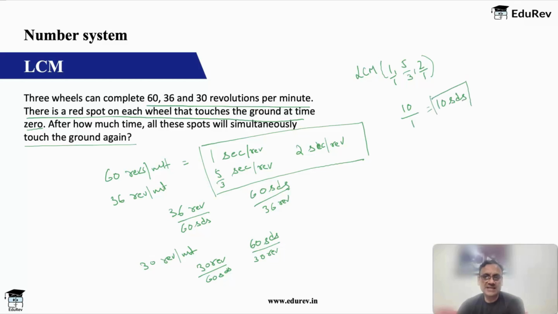Okay. So 10 seconds, if you see, this one would have done 10 revolutions, this one would have done 6 revolutions, and this one would have done 5 revolutions. So at the 10th, 6th and 5th revolution, they all would have completed a certain integer number of revolutions, and hence the red spot would have been touching the ground. So after how much time? The answer is 10 seconds. After every 10 seconds, all the red spots will simultaneously touch the ground. Okay. So that is the answer for this question.